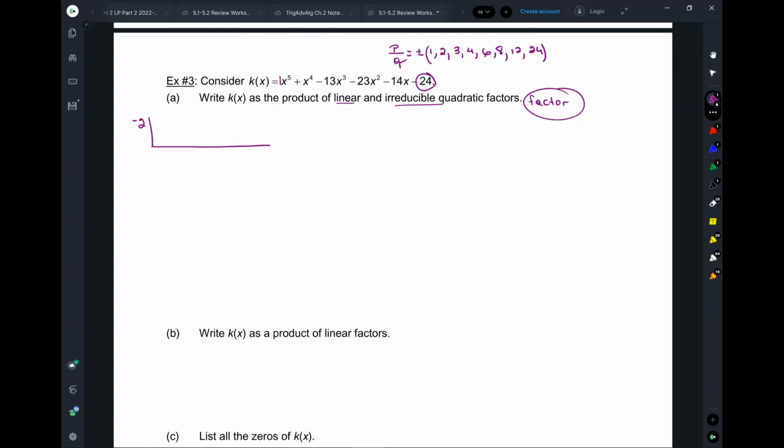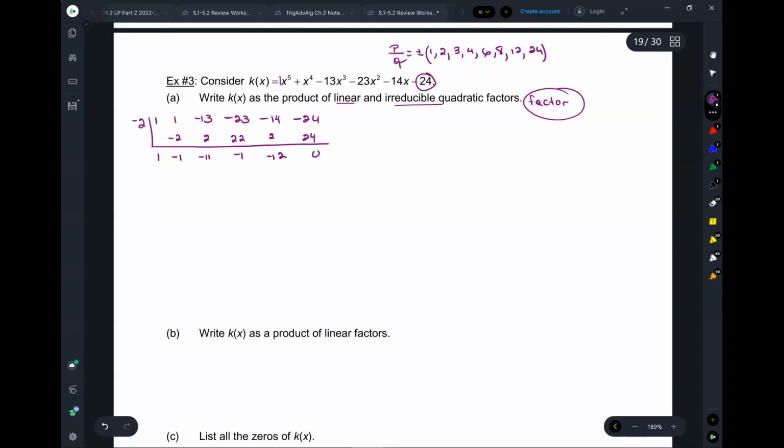Okay, so here, remember synthetic division? Are all the exponents here? 5, 4, 3, 2, 1, 0? Yes, so 1, 1, -13, -23, -14, -24. Okay, 1, -2, -1, 2, -11, 22, -1, 2, -12, +24, I get a 0. Okay, fabulous. So what does this mean?